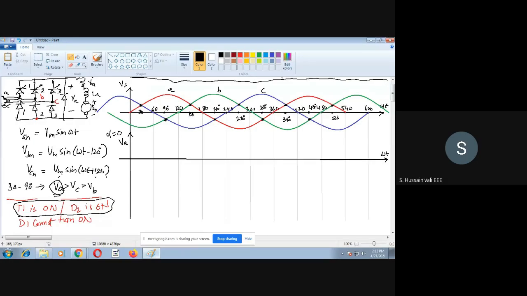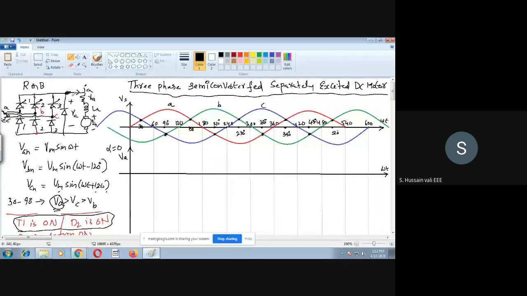So thyristor 1 is on. Among D1, D2, D3, diode D2 will be on because D1 cannot be turned on. And if you think D3 is on, then it shows that D2 is also on, which is not correct. So the answer is that T1, D2 is on. T1 has a potential A, whereas D2 has a potential B. Then the voltage across the load will be VAB.